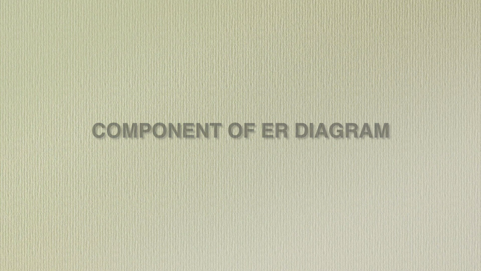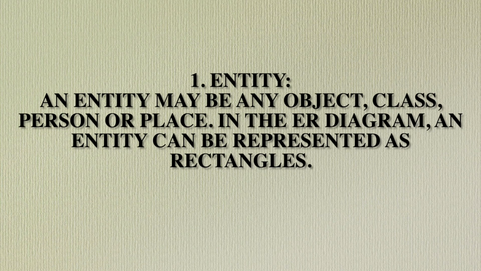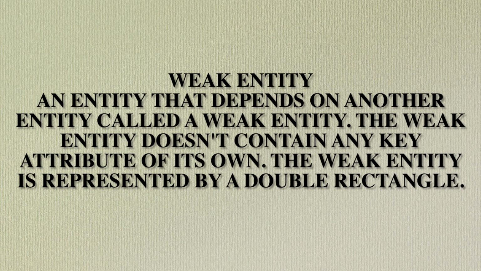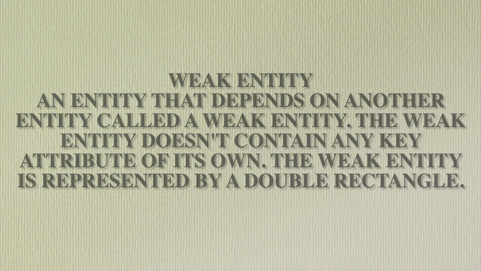Components of the diagram. 1. Entity. An entity may be any object, class, person or place. In the diagram, an entity can be represented as rectangles. Weak entity. An entity that depends on another entity is called a weak entity. The weak entity doesn't contain any key attribute of its own. The weak entity is represented by a double rectangle.